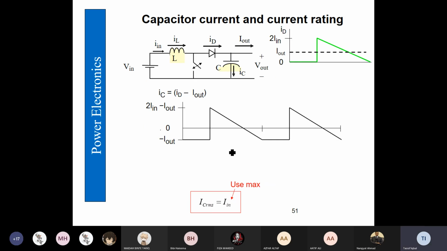Similarly, we can find the similar scenario for the capacitor current. We know on the negative side we have I out, but on the other side the peak could be 2 times input current minus I out, because the peak is equal to twice the input current.